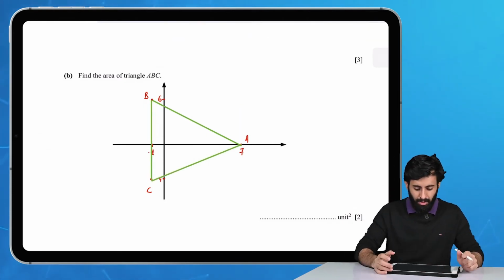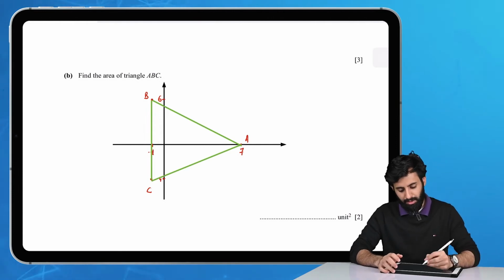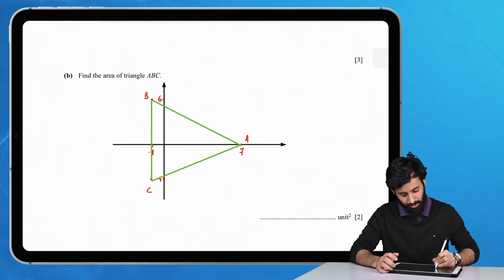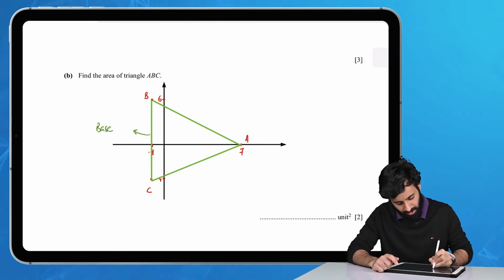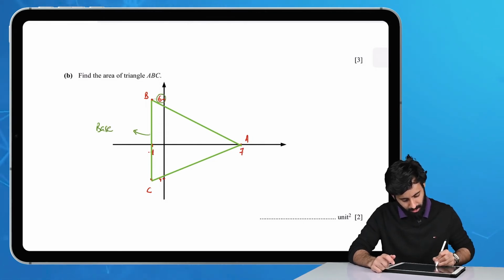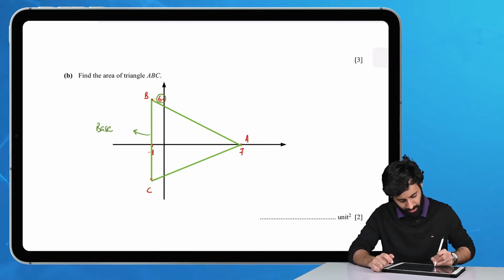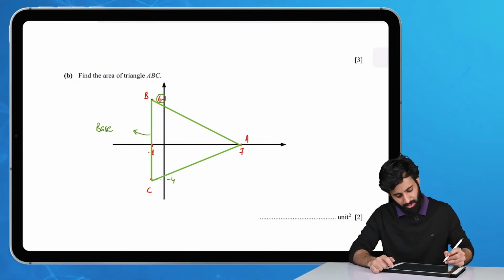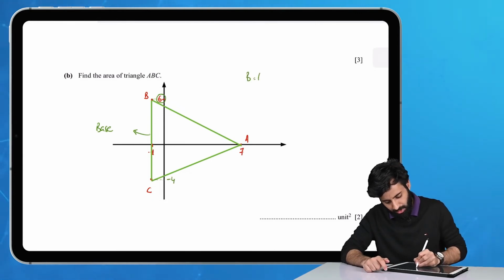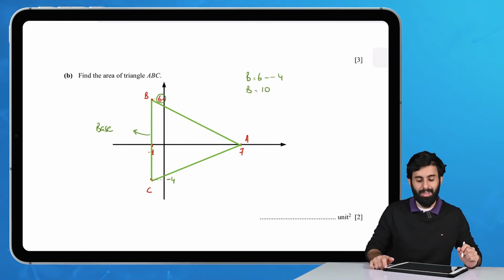Now finding their area should be pretty simple. We're going to take this length to be our base. You can see that this line starts at 6 and goes up until -4, which I've accidentally erased, so -4 is going to be over here. So your base is equal to 6 minus -4, which means your base is equal to 10 units.